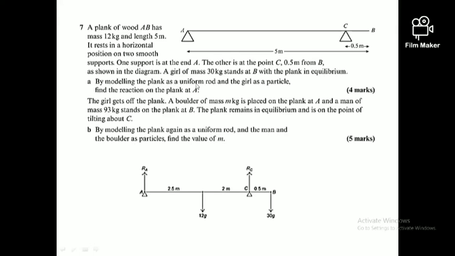By modeling the plank as a uniform rod, you can mark the center of gravity 2.5 meters from this corner. And the girl as a particle, that means you can mark straightforward the weight over here. Find the reaction at A. So you can mark reactions RA and RC there because they haven't given any specific relationship for these two forces, right? Then the weight 12g works downwards, and the weight due to the girl of mass 30 kilograms, 30g over here, right? Okay.